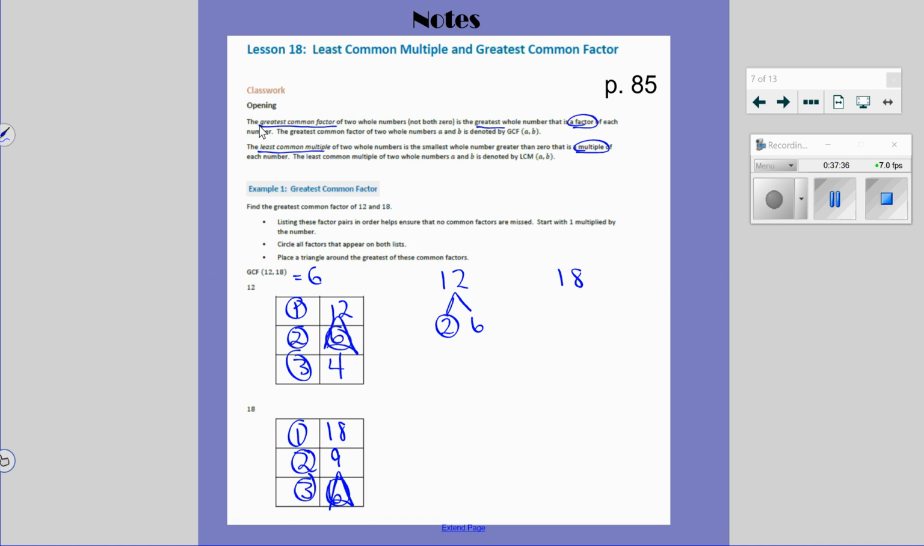Yeah. 2 and 3. So if I can break it down further, I do so. That becomes 2 times 3. 2 is prime, 3 is prime. Once all of my branches are dead, I am done factoring that number. So to write out the prime factorization, I just write out every number in a circle with the multiplication between. So 2 times 2 times 3. That is the prime factorization for 12.